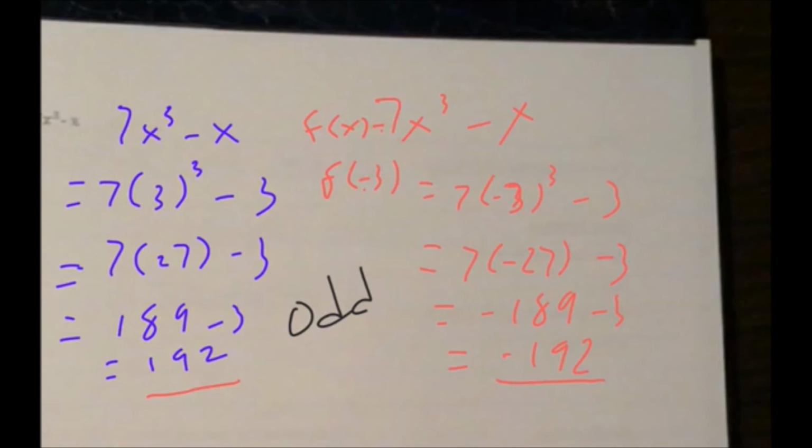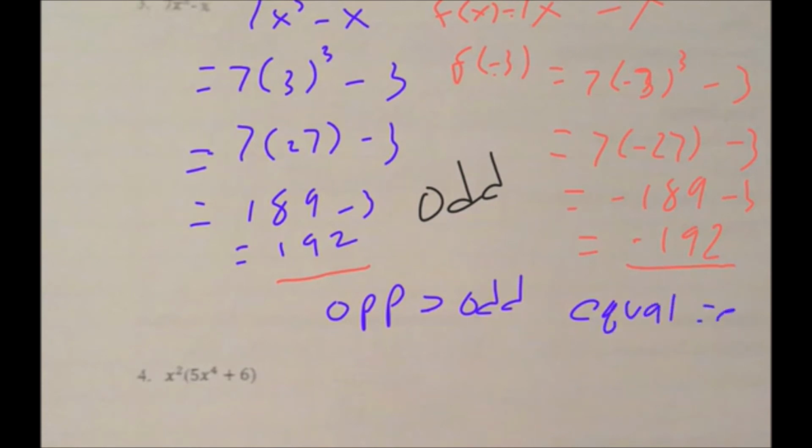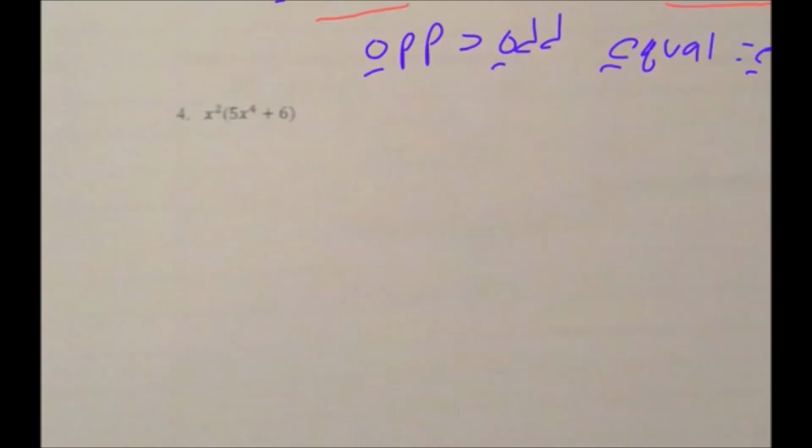So if you want a little something to help you remember, if the answers are opposite, it's odd. So opposite equals odd. And if the answers are equal, that's even. So look, E, E, O, O. Opposite odd, equal even. Okay, so we're doing even and odd.